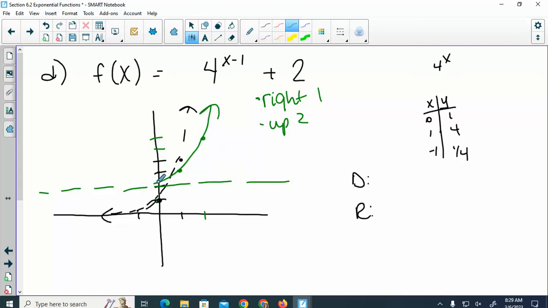So that's my final. What's the domain of this? And the range?